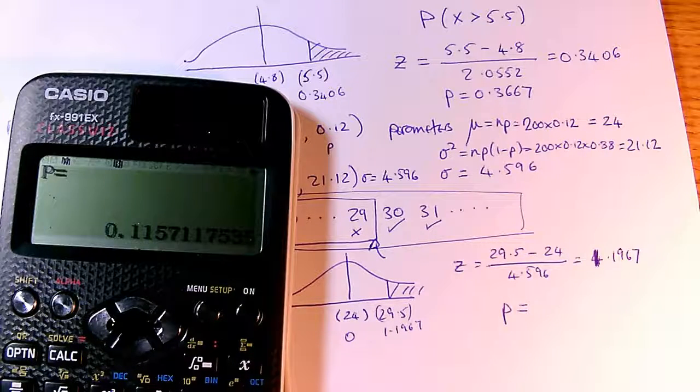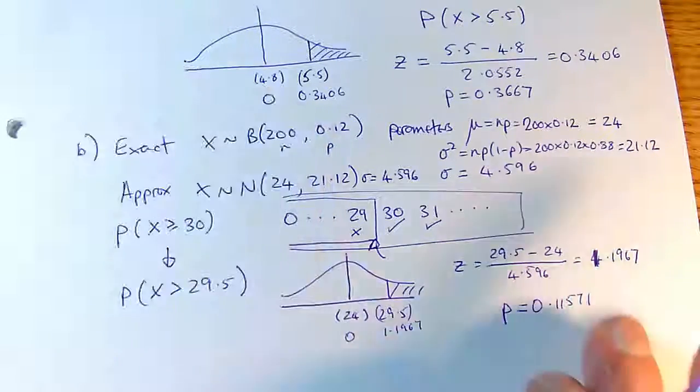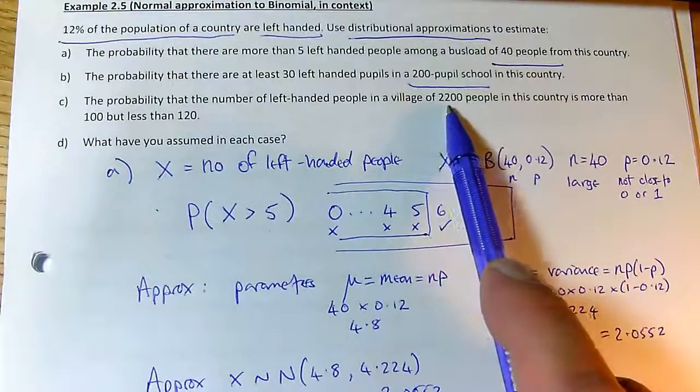So this is my answer. Okay, so let's have just a quick look at part C. Now I've got 2,200 people in a village, and I've got a range of values 100 to 120.